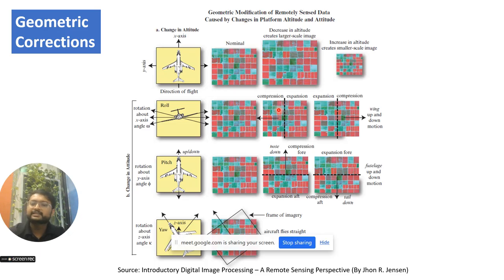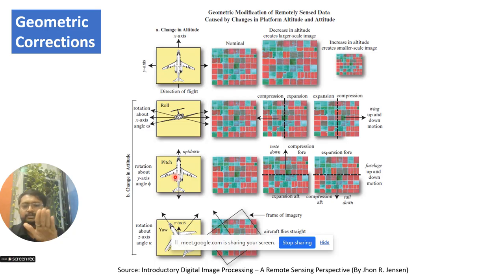So roll is basically the rotation about the x-axis. Pitch is the rotation about the y-axis. So if I do the y-axis, it will be like this. The x-axis will be like this. Okay, so here if I do the rotation around the y-axis, then what kind of thing will happen?